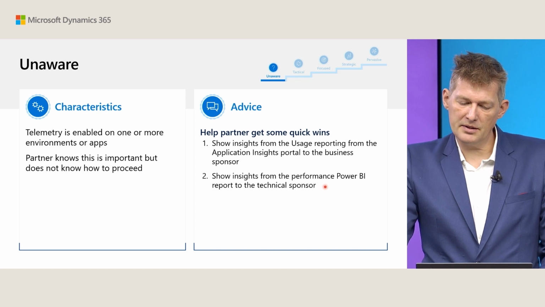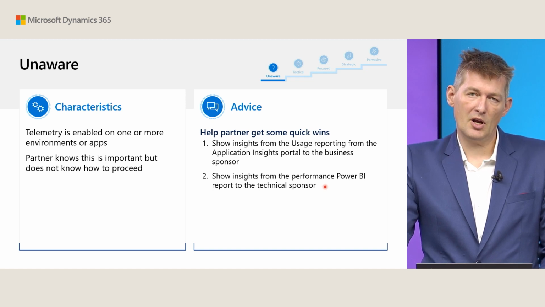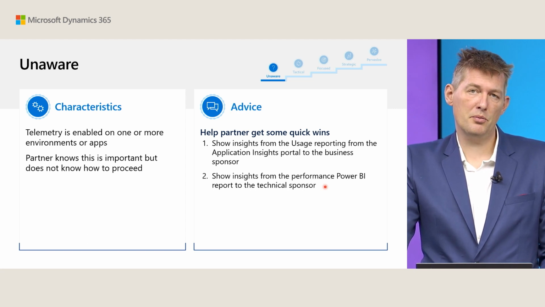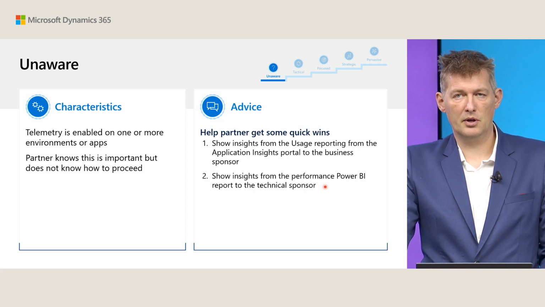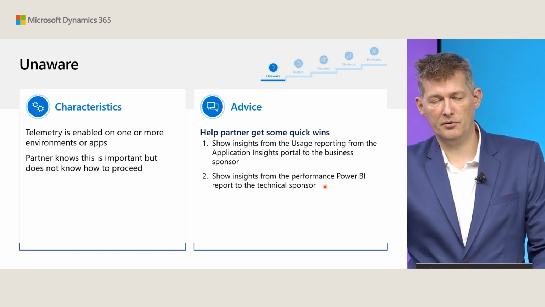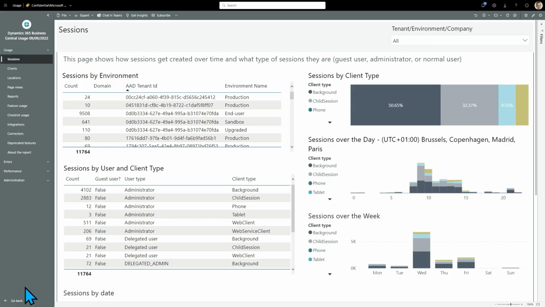And the same thing actually applies for the technical sponsor. Use the Power BI app as is and dive into the performance report or the stability report. Maybe we should take a look. Let's go to the Power BI app for the environment. So here is the Power BI app for environments.